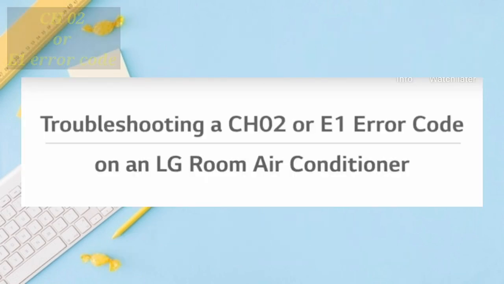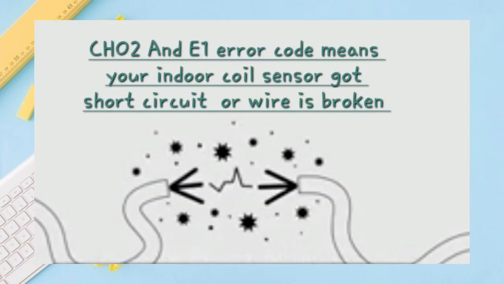Troubleshooting a CH02 or E1 error code on an LG room air conditioner. CH02 and E1 error code means your indoor coil sensor got short circuit or the wire is broken.